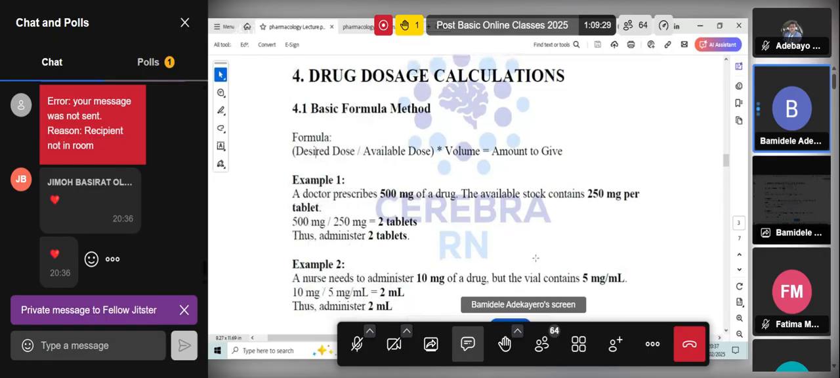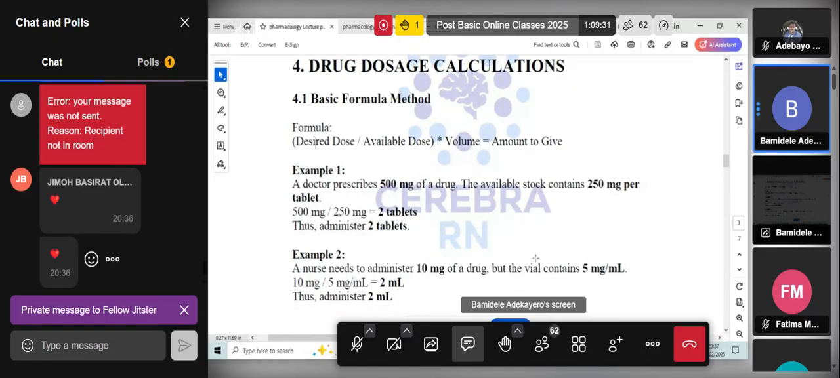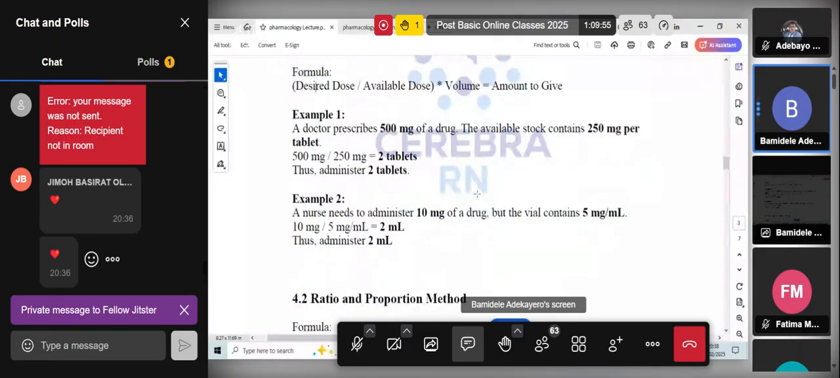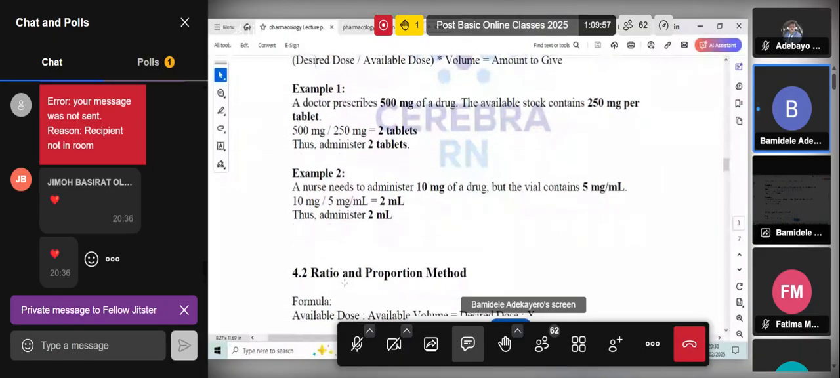It's quite easy. But in the exams, if you have a calculation, it's quite easy to be overwhelmed and be confused. That is where we make mistakes. But if you take your time to read the question, write down the variables given, write down the values given in the question, you can just take your time and then give a very good answer. The next one you have here is the ratio and proportion method.